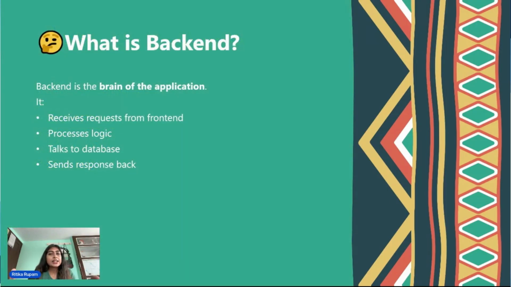So what exactly is a backend? Is this the brain of the computer? No, it is the brain of the application. For example, we make decisions of our own with the help of the brain. In a similar way, the backend is the brain of the application that processes the logic and delivers it to the users. It receives the request from the front end, talks to the database for any validation that needs to be done, and sends the response back.